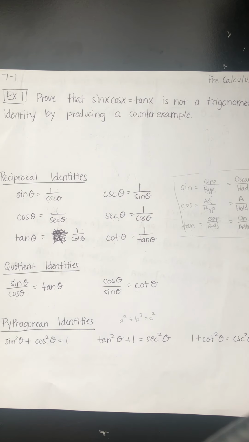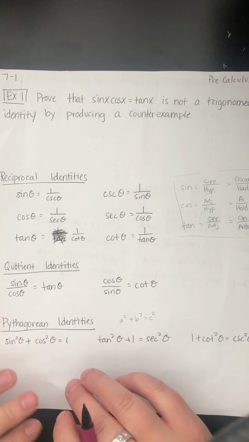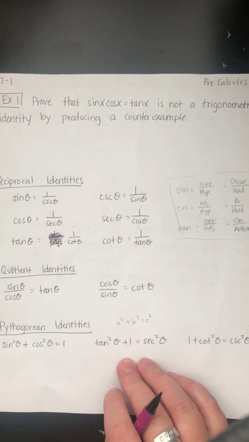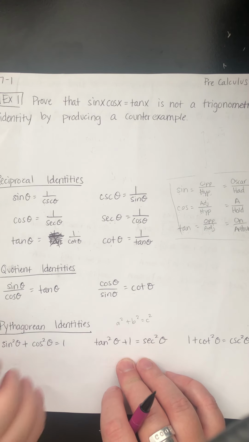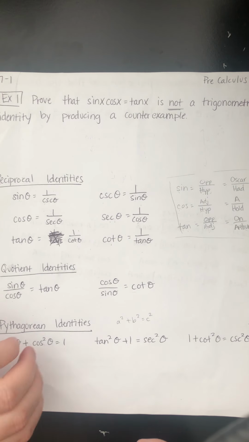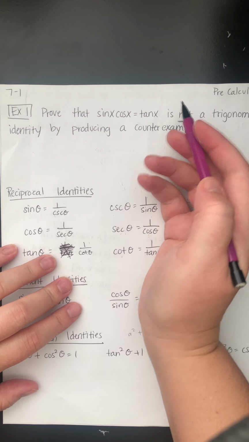Pre-calculus lesson 7-1, basic trigonometric identities. We're going to learn about trigonometric identities and how to solve different equations. Okay, so the first example asks us to prove that sine of x times cosine of x equals tangent of x is not a trigonometric identity by producing a counterexample. All you need to do is find something to plug in for x.